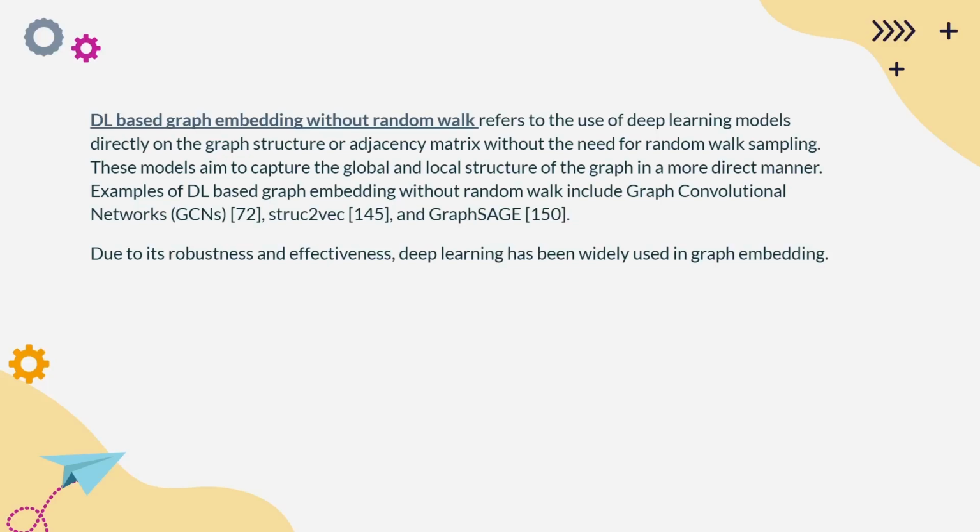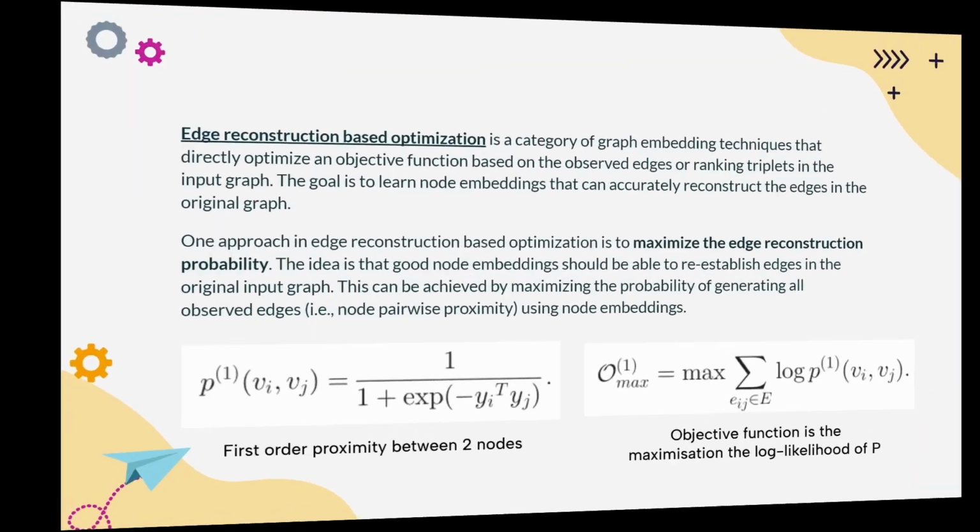The model basically iteratively aggregates the embeddings of the neighbors of a node and uses a function on the obtained embedding and its embedding at the previous stage to obtain the new embedding for a particular node. Such a similar method is also used in Struct2Vec and GraphSage. Due to its robustness and effectiveness, deep learning has been widely used in graph embeddings.